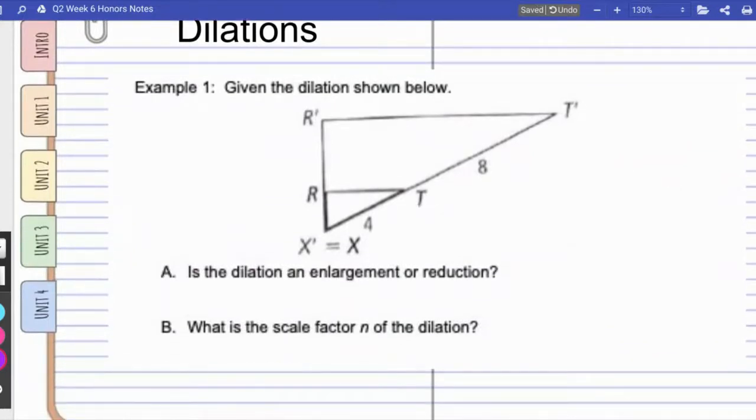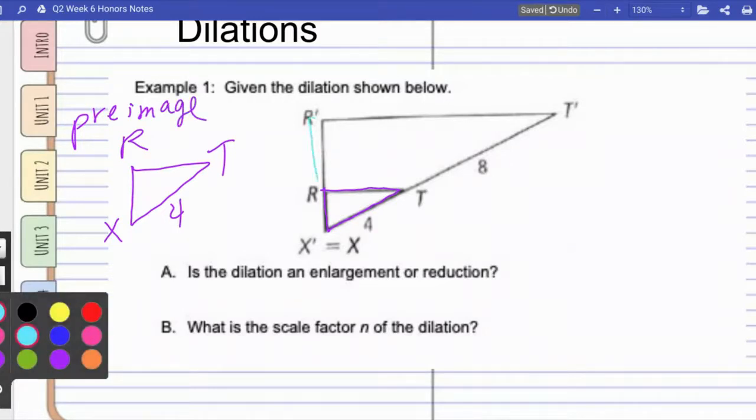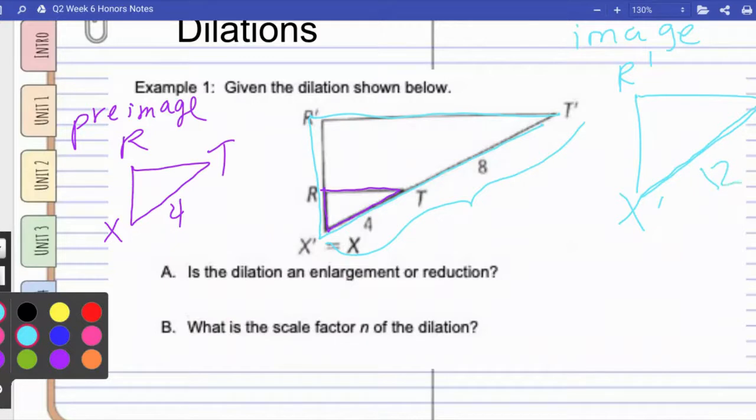So I got two shapes here. My first triangle is triangle RXT. This is called my pre-image. Then my image is triangle R prime, X prime, T prime, because that's the new image because it has the tick marks on it. This entire length, X prime to T prime, is 12.